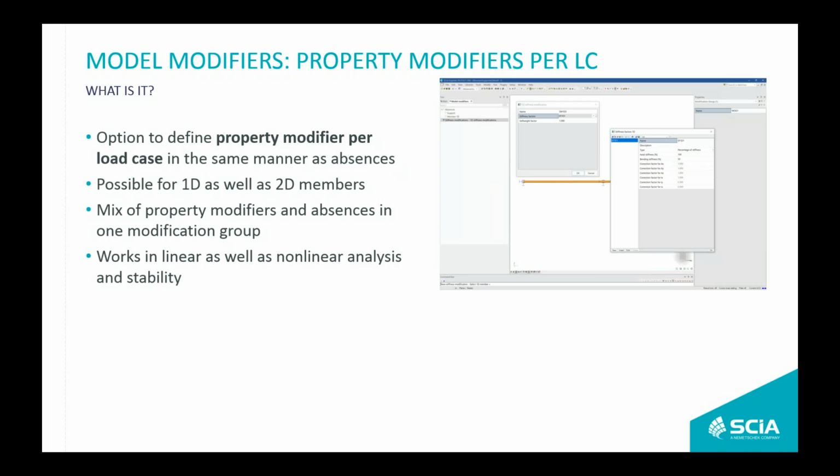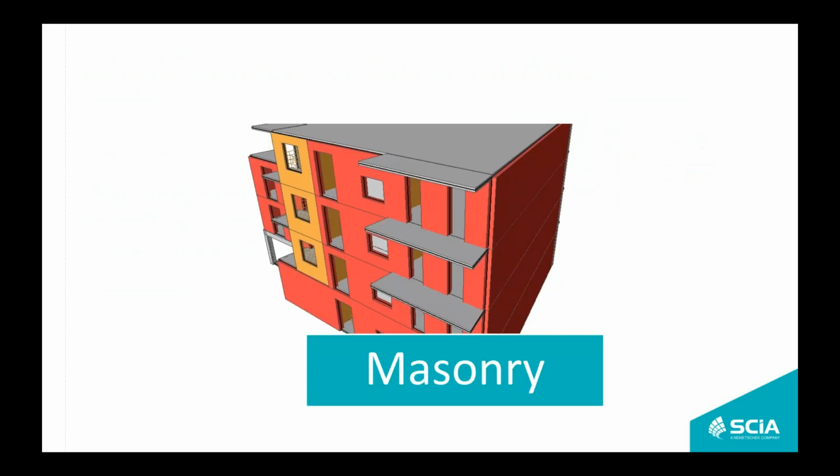These groups work for linear analysis, nonlinear analysis, and stability, and the restriction for the nonlinear analysis and stability is that in these combinations only load cases with the same group of model modifiers can be used, because that is quite reasonable to avoid having in the same nonlinear combination a load case with some absences and another load case with a different set of absences, which would make the analysis problematic.